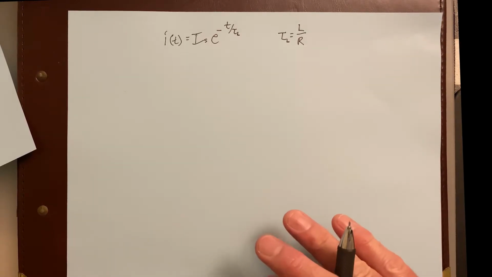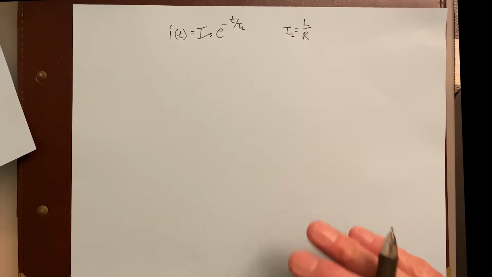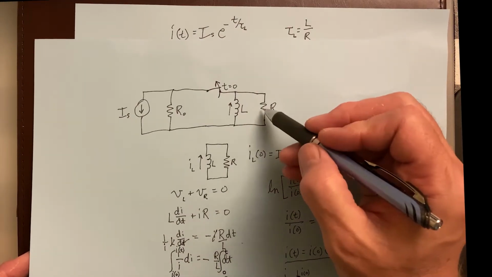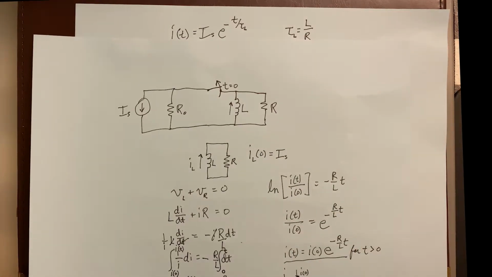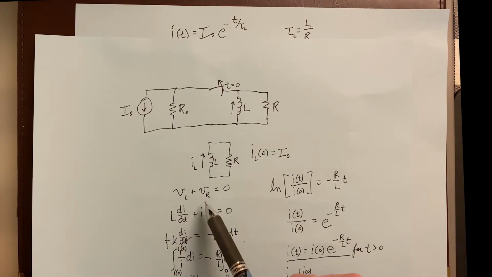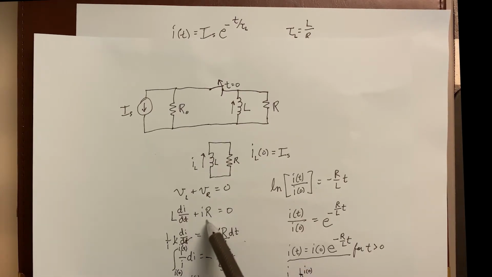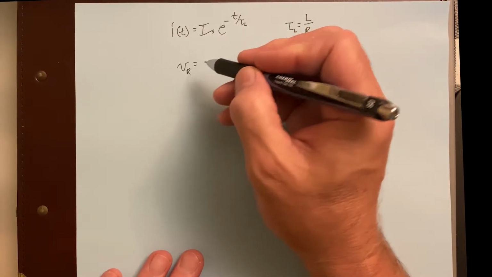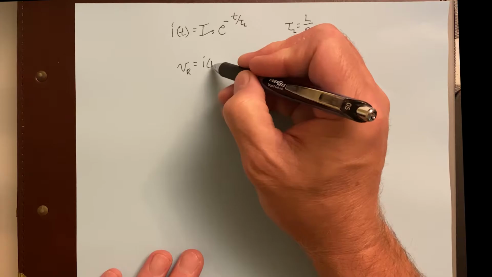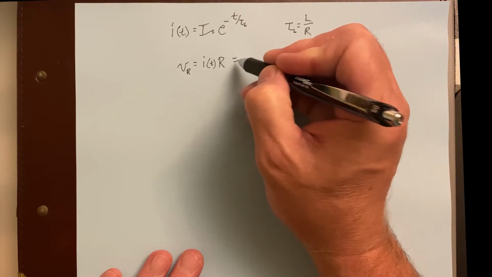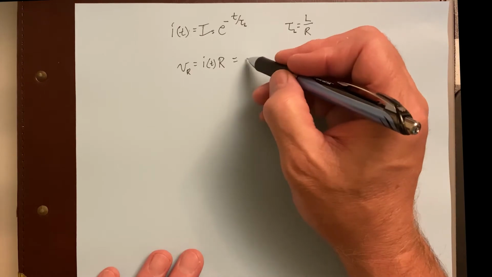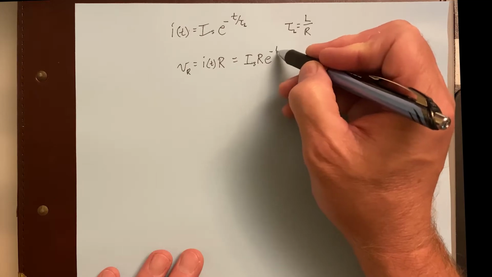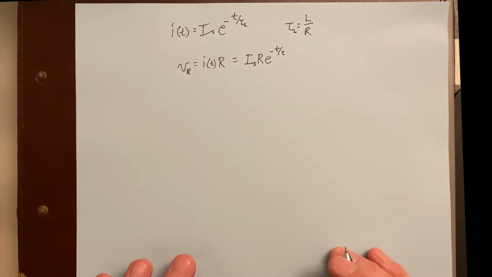All right, now a couple of questions. What about the resistor in our circuit here? This resistor R. What is the voltage across that resistor as a function of time? Well, the voltage across the resistor, we've already said, is I times R. So I could solve for that. Voltage across the resistor is just going to be I as a function of time times R. So the I is given by that, so it's going to be I sub s times R e to the negative t over tau, like that.